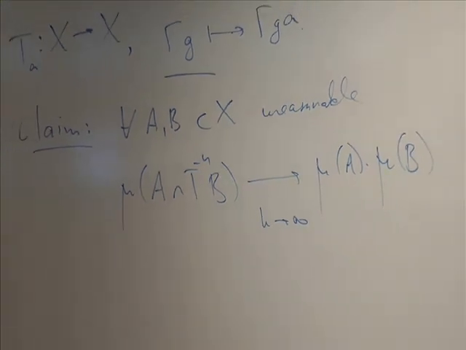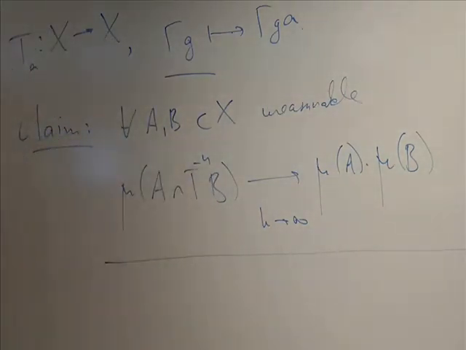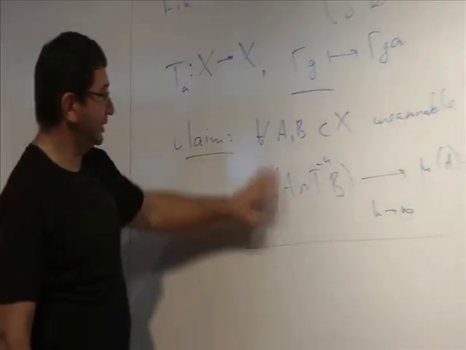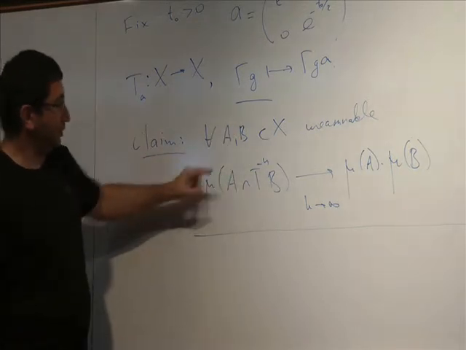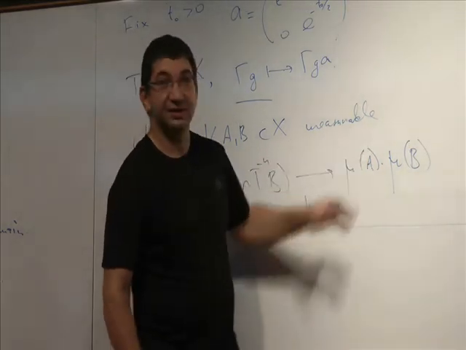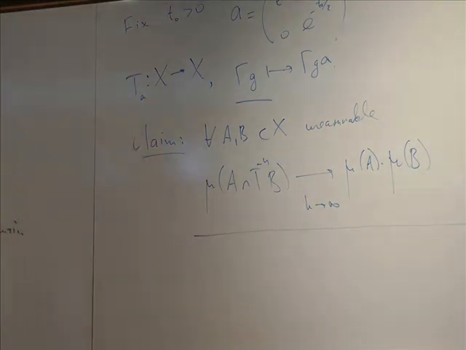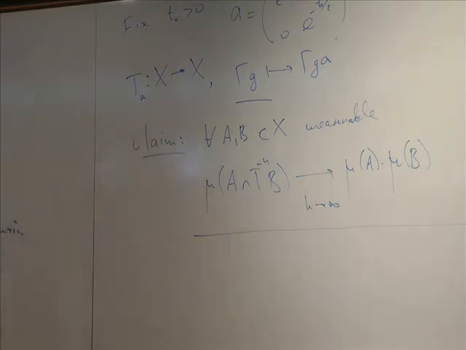And this is called mixing, and mixing is even better than ergodic, because if you happen to have an invariant set E, you take A to be E and B to be E, you substitute here, being invariant you will have E here, and this would be mu of E converging to, namely equal to, mu of E squared. The only solutions to that is mu of E equals 0 or 1. So being mixing is stronger than being ergodic.